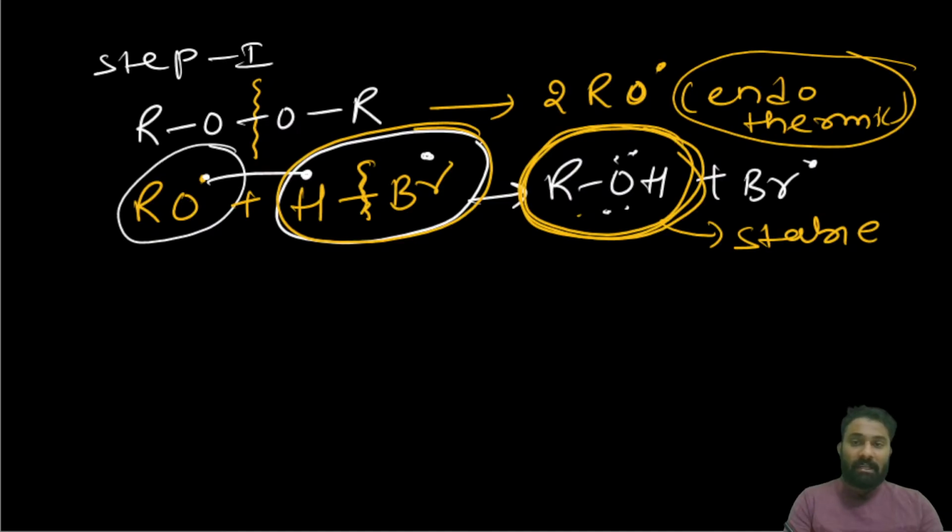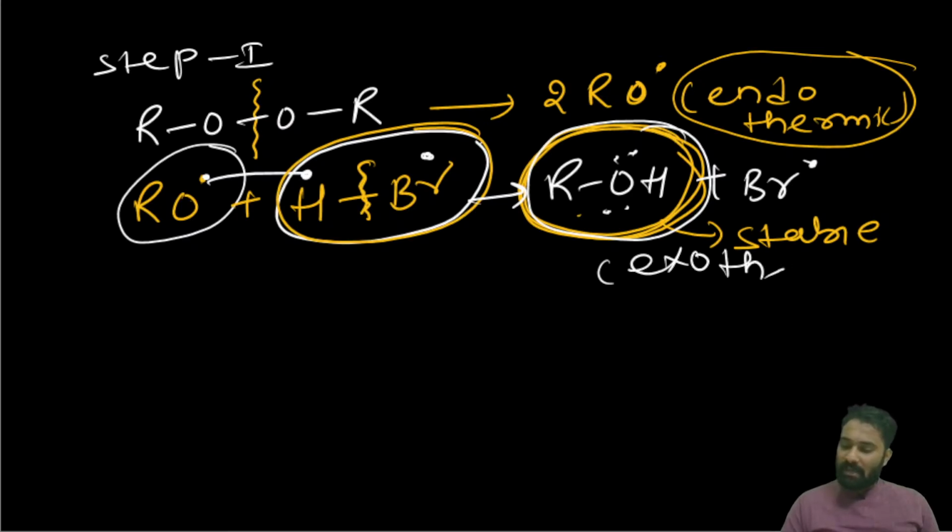When a stable bond is formed, what happens? Energy is released, exothermic energy is released. When exothermic energy is released, we do not need to supply energy from outside. So there is no chance of supplying any energy when this ROH is formed, when we have taken this HBr. So when we have taken HBr, step 1 is exothermic. If you take HCl and HF, it is endothermic.